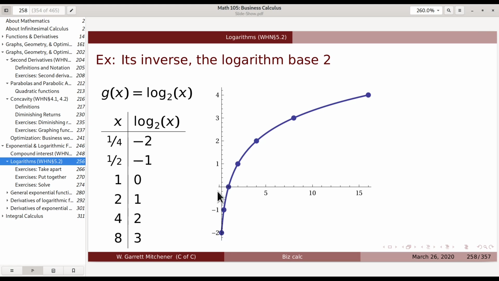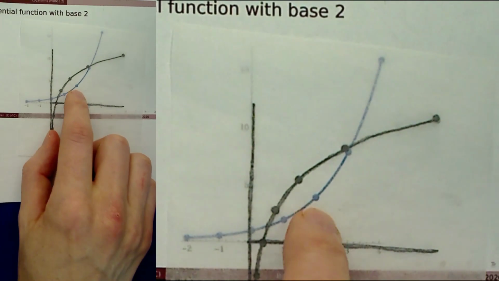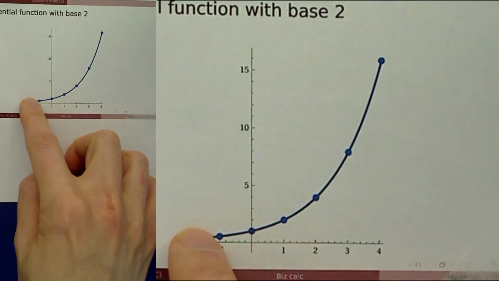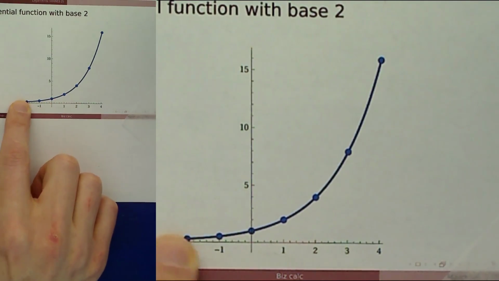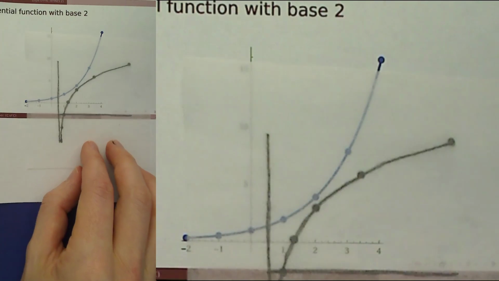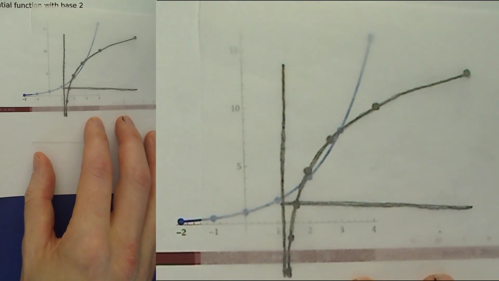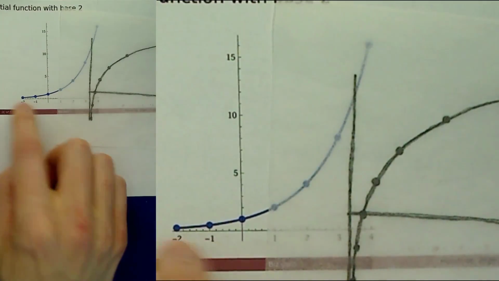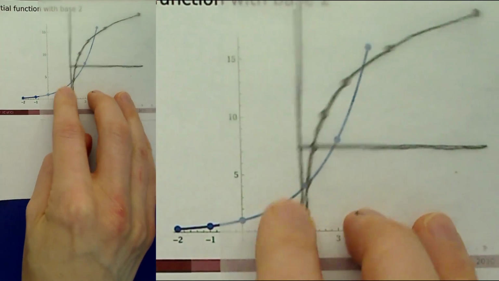Again, what's happened is that all the features of the exponential function with base 2, so the concavity, the increasing, and the asymptote here on the left, those have all been transformed going to the graph of the inverse, the logarithm. The asymptote has moved from here to going down.